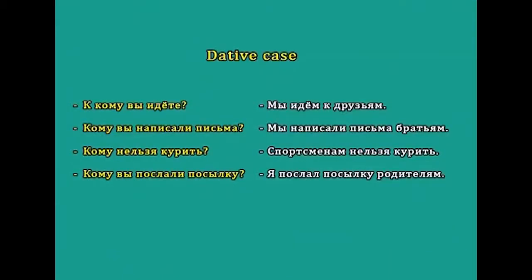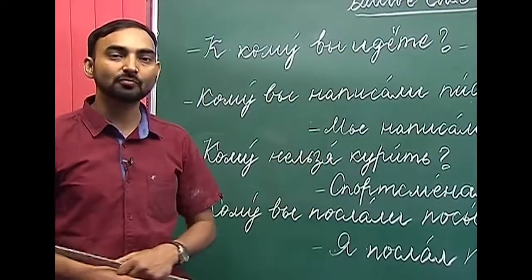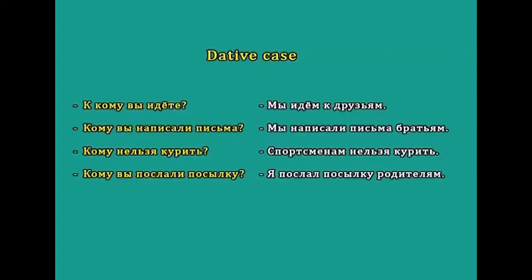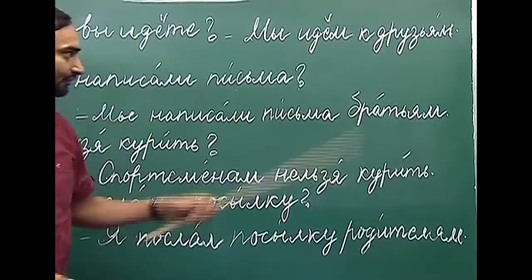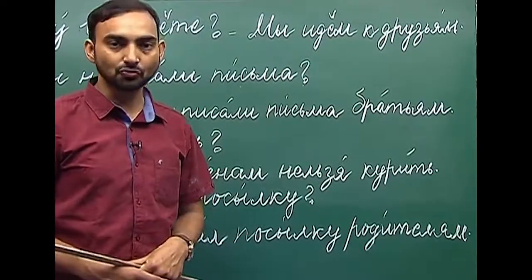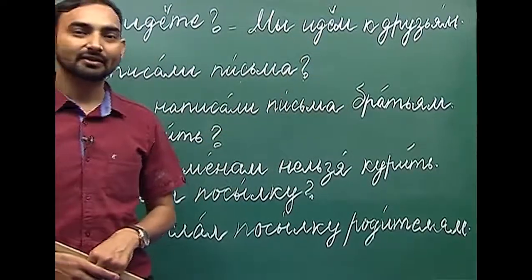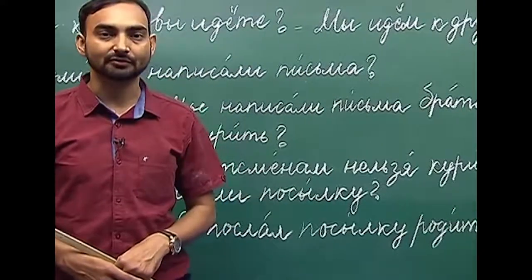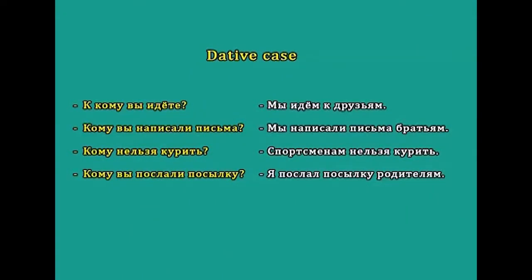Kamu video che. As you remember, the sk denotes movement towards someone or something. Kamu video che. Where are you going to, or to whom are you going? Medium kudruziam. We are going to our friends, or our friend's place. Here, as you can see, we have used druziam, which is the dative plural of druk. Medium kudruziam. This idiom is from the verb ichi, which is a verb of motion, to go and to come.